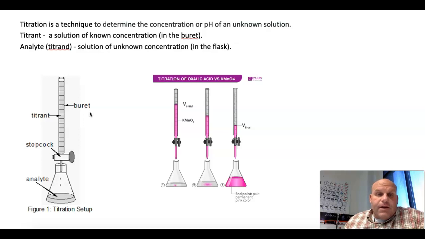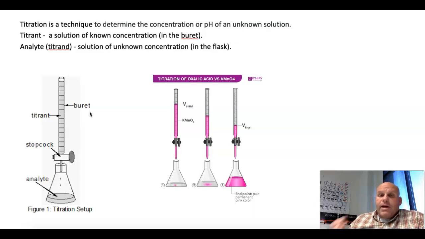You can see the setup here on the left, a little closer view of a titration setup. We're going to use a burette and a flask. In the burette, we'll put our titrant. So this is what we know. This is our known solution. So if we have a known solution concentration of base, that'll go in the burette. The analyte is the solution of unknown concentration, and that's going to be located in the flask.